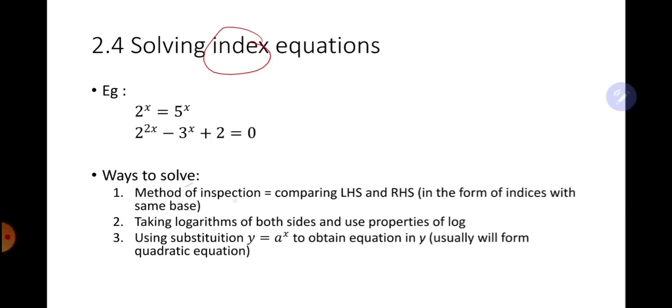The first one is method of inspection, i.e. you are comparing the left hand side and the right hand side in the form of indices with same base. And then the second way to solve the equation is by taking logarithm of both sides and use the properties of log. And then the third one is to use substitution y equals to a power x to obtain equation in y. So usually kita akan dapat a quadratic equation. Tak apa, kita tengok the examples.